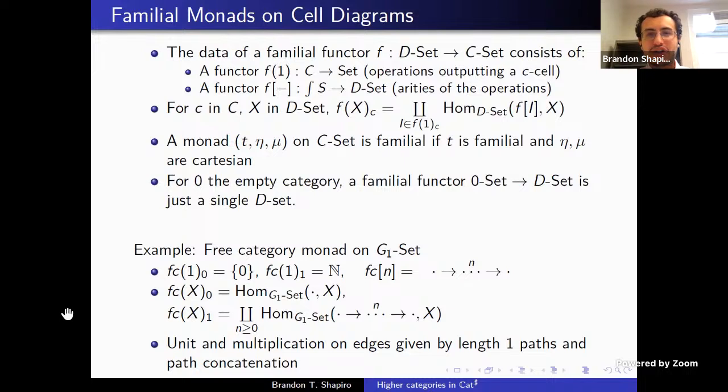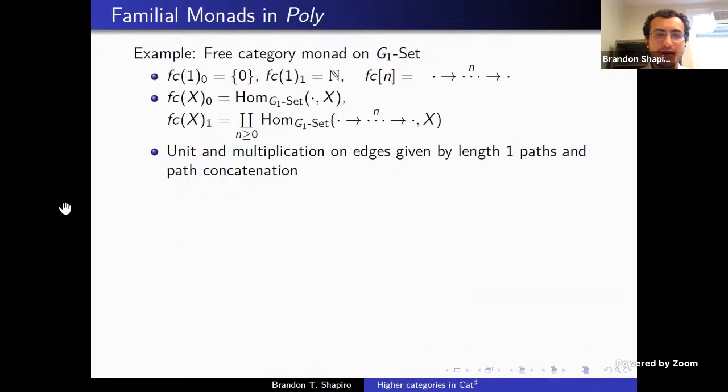And then I'll just quickly mention that, not related to familial monads, but for familial functors, a zero set, where zero is the empty category, is just the one object category. There's only one functor from the empty category into set. And so a familial functor from zero sets into D sets just picks out a single D set. And later on, we're going to see that that's actually very helpful for giving a diagrammatic description of some of what we want to do.